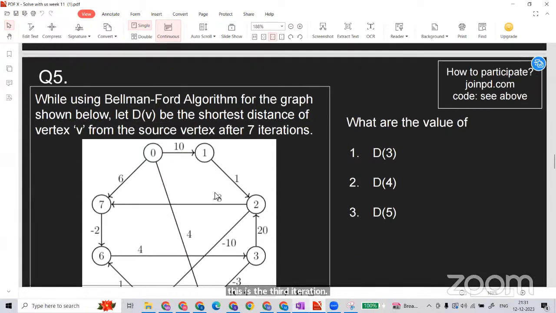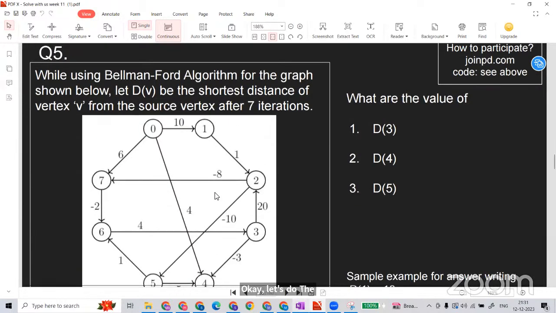Okay, let's do the next problem using the Bellman-Ford algorithm for the graph. So are all of you getting what I'm doing here, the Bellman-Ford algorithm? Yes, sir. Okay, now let's do this problem using the Bellman-Ford algorithm for the graph shown below.